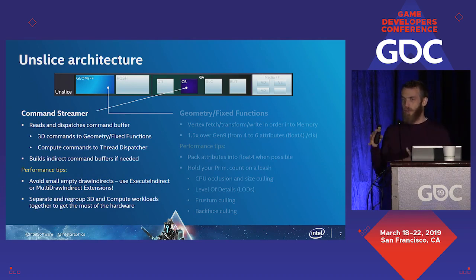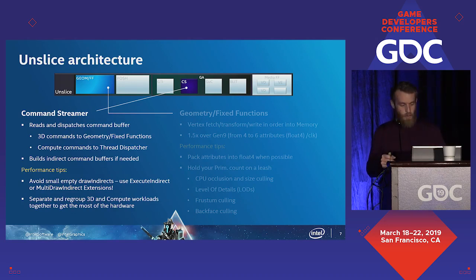Another thing that is important to know about Gen graphics is that switching from 3D to compute requires some reconfiguration, which means that if you have a lot of 3D to compute switches, you're going to end up reconfiguring a lot and wasting a lot of compute time. So we suggest that you regroup 3D commands together and compute commands together to get the most out of the hardware.